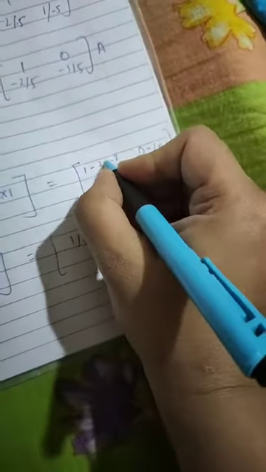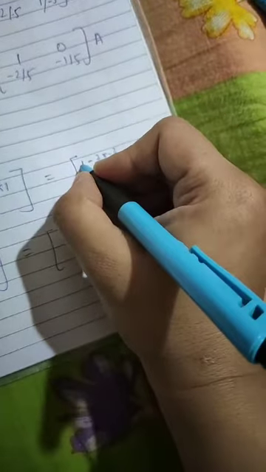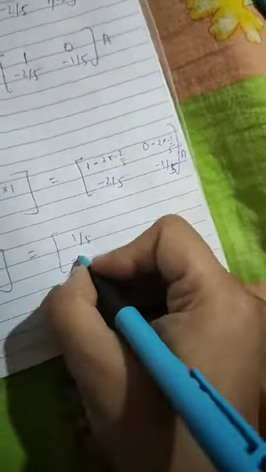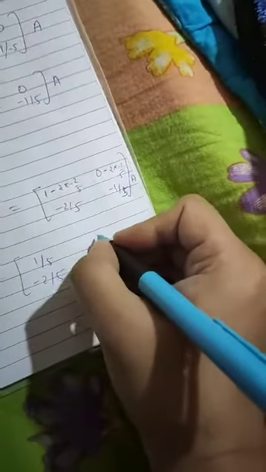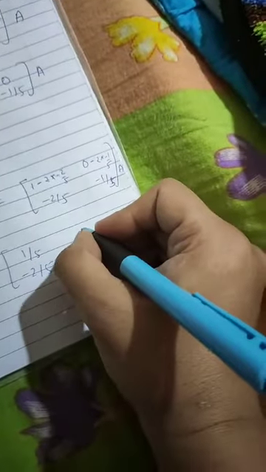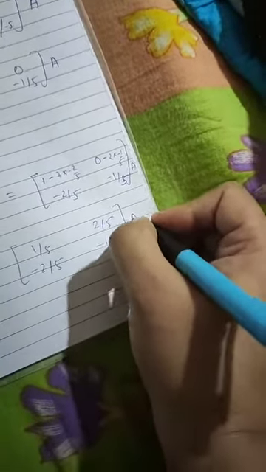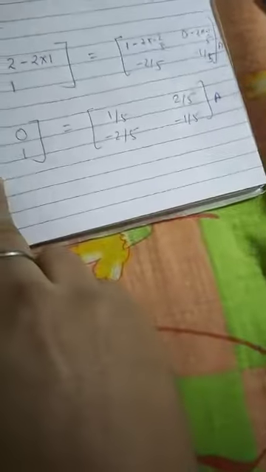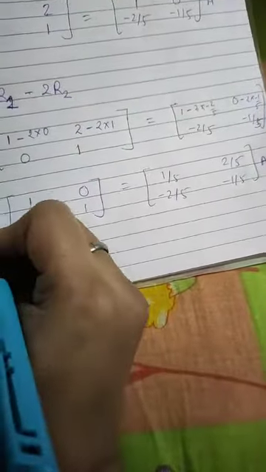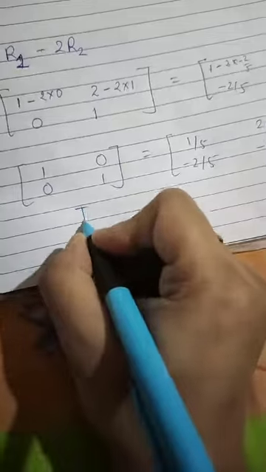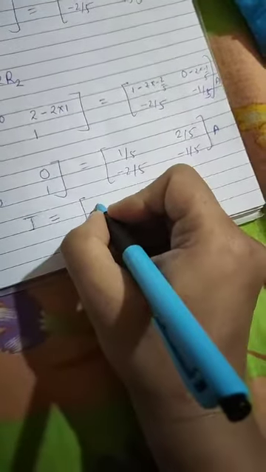Got it? 2 2s are 4, 4 by 5. If I take the LCM, we will get 5 minus 4 upon 5, that means 1 by 5. Directly I have written here: 0 minus 2 means positive 2 by 5, and down is 1 by 5 into A. Now after getting the identity matrix, you have to mention this value 1001 I equals to this value.